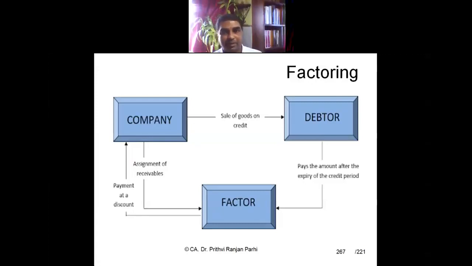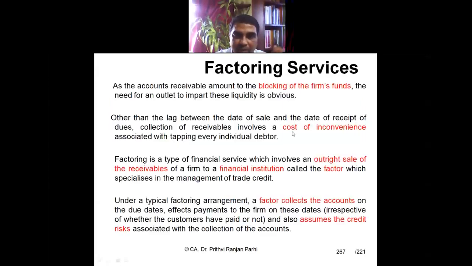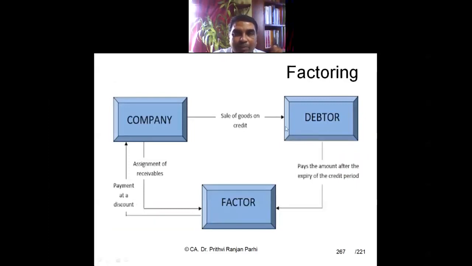Okay. Are you seeing this picture? Yes, sir. Here you see, in a simple factoring, these are the three parties involved. Who are these three parties? Debtor, company, and factor. So what happened? The company sells goods on credit to a debtor. The debtor was supposed to pay the company in due course.